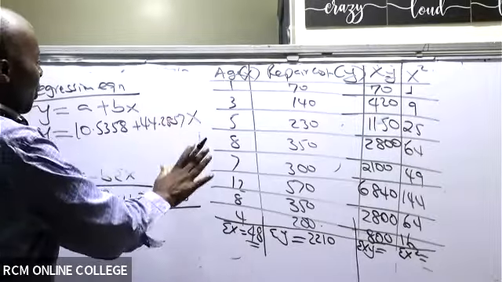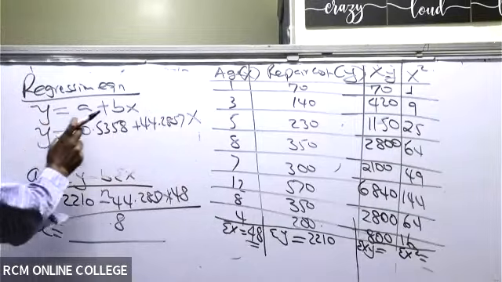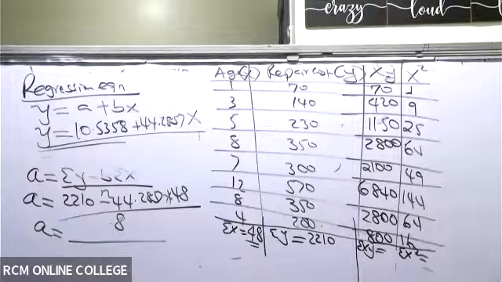Remember, the regression equation gives us the connection between the dependent variable and the independent variable. So we must reach there. Once we reach there, then we have answered the first question. And in the second question, they want us to interpret the meaning of the coefficients.